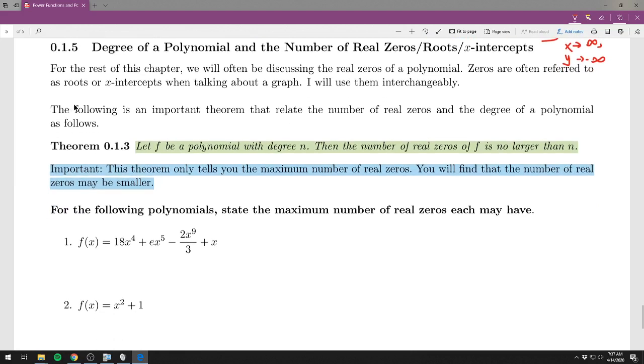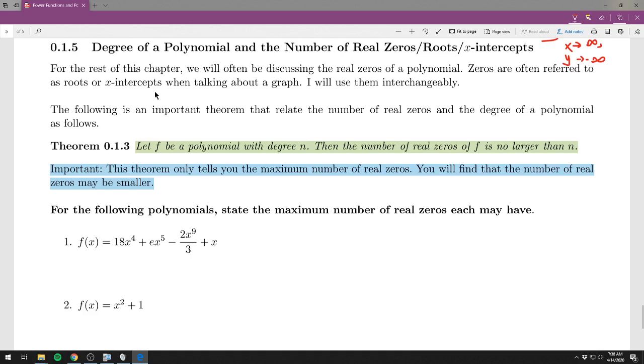All right, now one thing that's pretty important, like I mentioned at the beginning, is relating the degree of a polynomial and the number of real zeros, x-intercepts, roots. They all have the same name. It's one of the main things we study. And for the rest of this chapter, we will often be discussing real zeros of a polynomial. And zeros are often referred to as roots or x-intercepts when talking about graphing. So I might go between one and the other. I might sometimes say roots, I might sometimes say real zeros, I might sometimes say x-intercepts. I'm talking about the same thing.